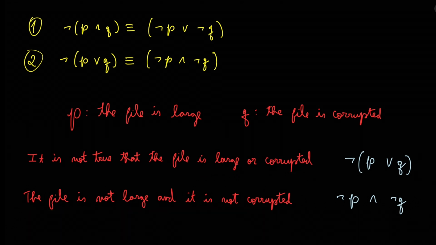De Morgan's laws often appear in proofs, computer programs, and even in digital circuit design. They are very useful when you're trying to reason about complex statements.